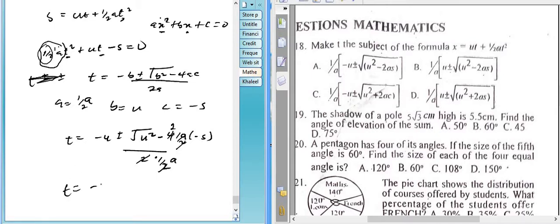So t is equal to minus u plus or minus root of u square, this minus times minus is positive, then we have 2as, all over a. Looking at the correct option, the answer is option C, which is exactly equal to 1 over a into minus u plus or minus root of u square plus 2as. Okay, so that's the correct answer, option C.